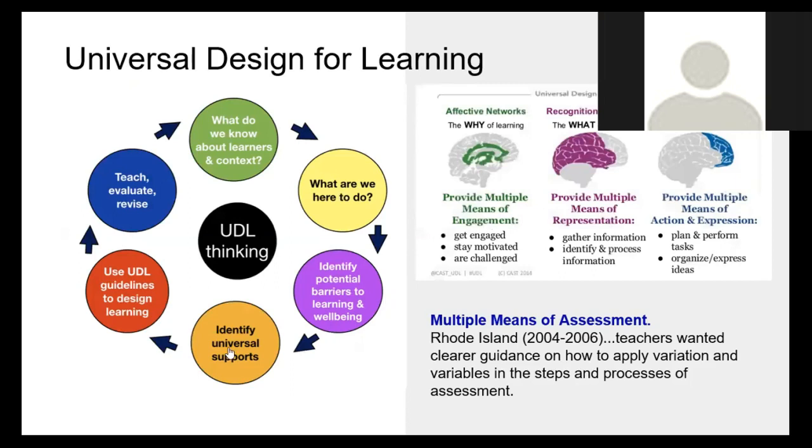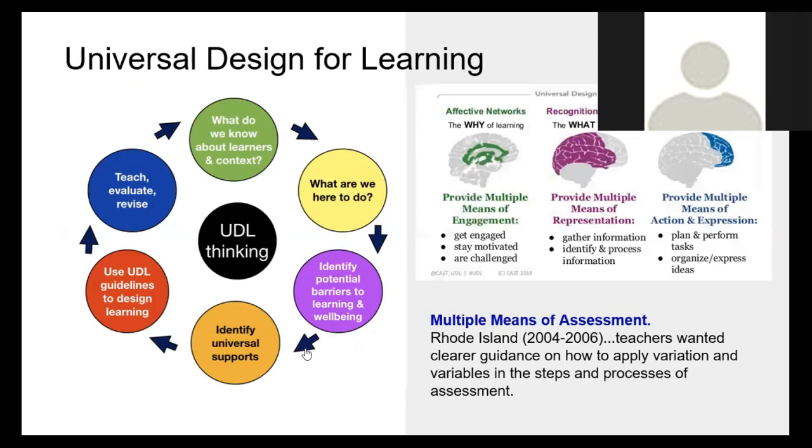The third principle is to provide multiple means of action and expression, which basically is the how of learning. How you choose your students to express, to show that they are learning. That could be multiple different types of projects. They can have papers, essays, various means of showing you that they have shown mastery of the content that you are teaching in a blended or an online format.